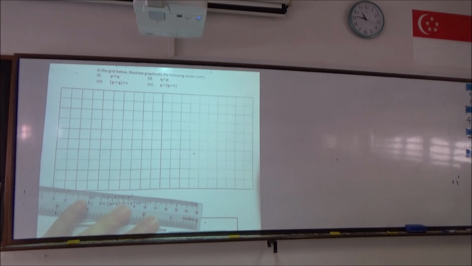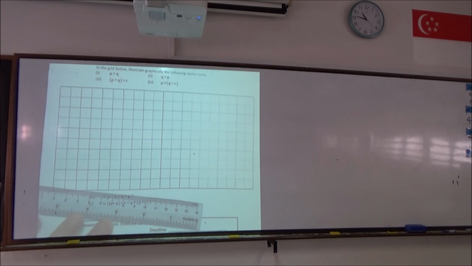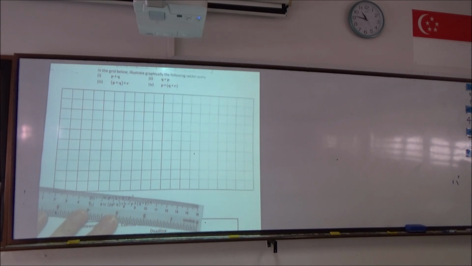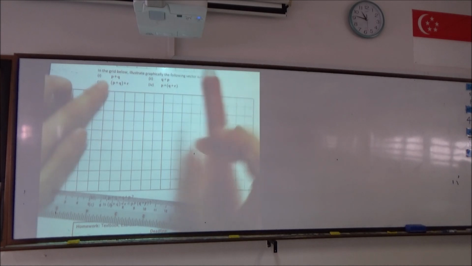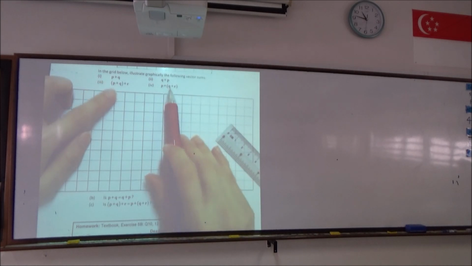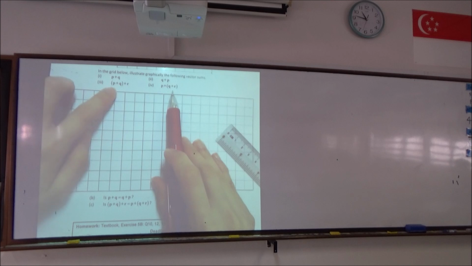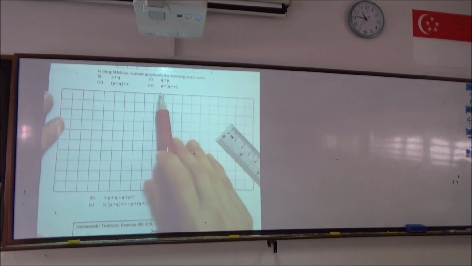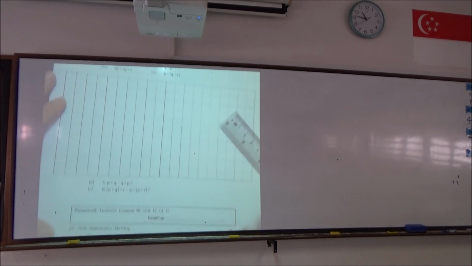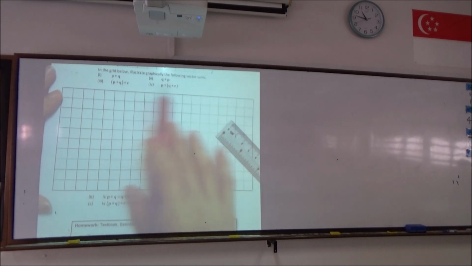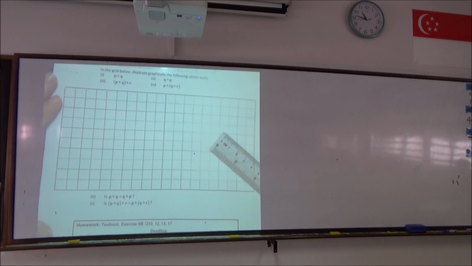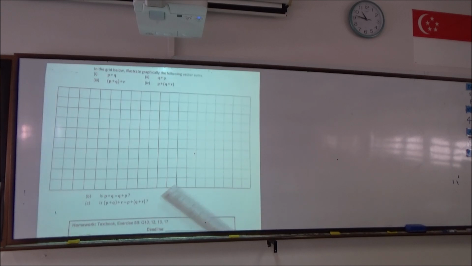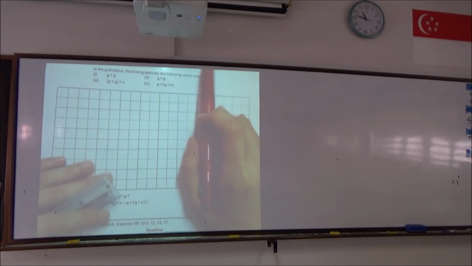What I'm trying to do in this exercise is to verify that P plus Q is equal to Q plus P, and then P plus Q, then plus R, versus Q plus R first, then plus P. They are actually the same, which is my question over here. I know that we are fast enough to know that they are actually equal, but let's just go through this exercise. So first one, we want to draw P plus Q.